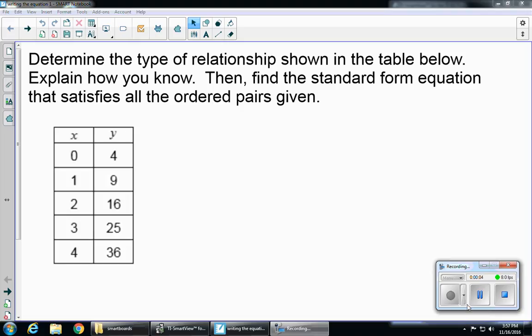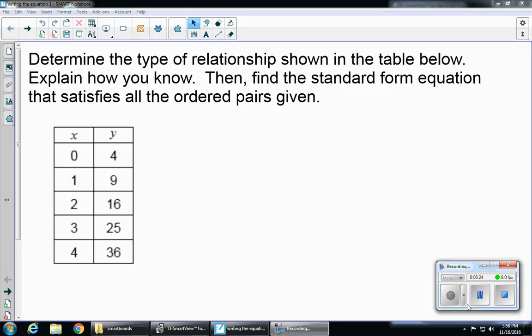This video is going to show us how to determine what type of function we have and then use that information to help write an equation. The question says, determine the type of relationship shown in the table below. Explain how you know. Then, find the standard form equation that satisfies all the ordered pairs given.